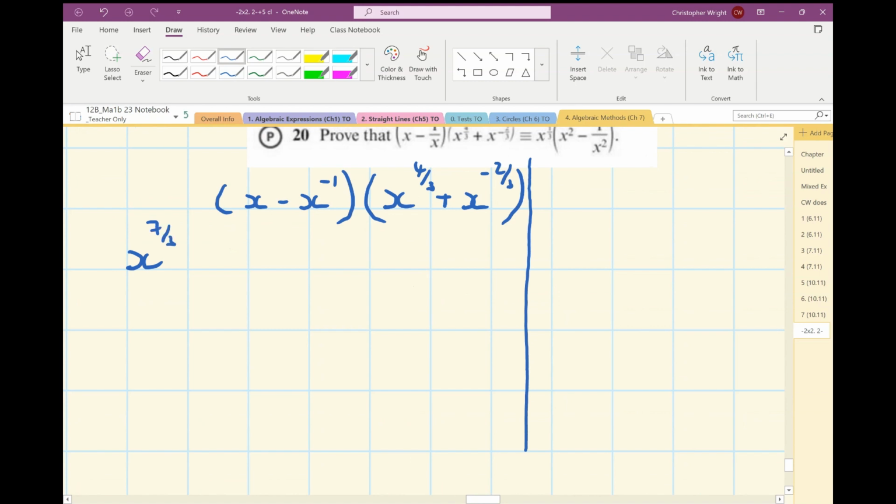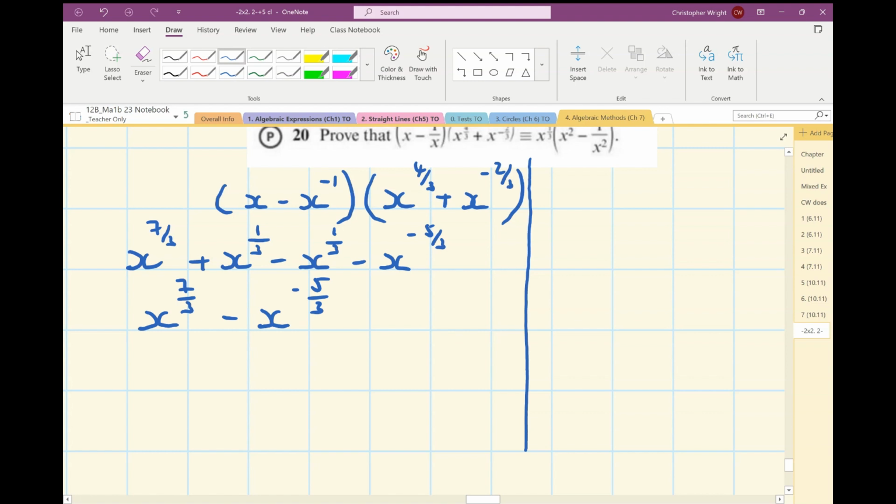x times x to the power of minus 2 over 3 is x to the power of a third. Minus x to the power of minus 1 multiplied by x to the power of 4 thirds is minus x, add the indices, to the power of a third. And then minus x to the power of minus 1 multiplied by x to the power of minus 2 thirds is minus x, add the indices, to the power of minus 5 thirds. Now those two middle terms are going to cancel each other out, of course. So I'm left with that.